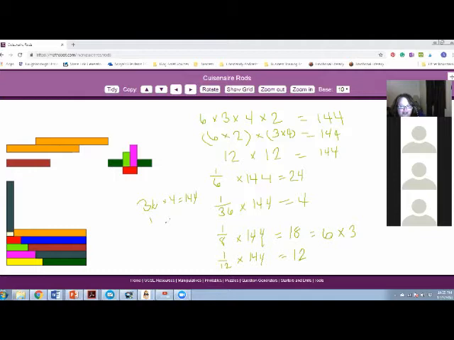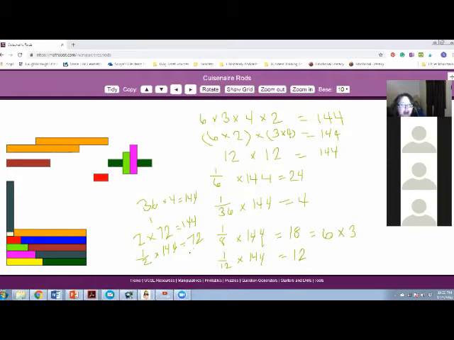So you could say 2 times 72 is 144. 2 times what? 72. 72 equals 144. So she took out our 2. So we would also know from that half of 144 equals 72. And 1/72 of 144 would be 2.